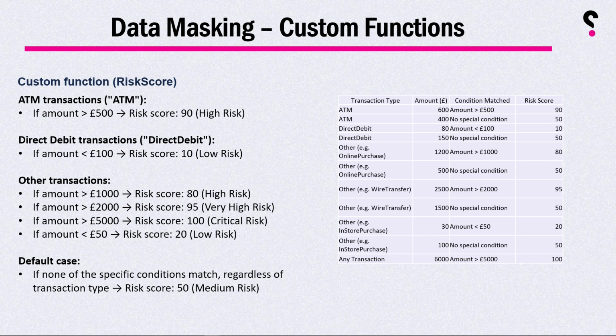On the left-hand side here, you'll see some of the logic that we're going to apply to create these outputs. And on the right-hand side, you'll see a table of the inputs and outputs that will be produced in terms of our risk score. So we're going to create a function in code, and we're going to leverage this in our masking routines as we perform masking.